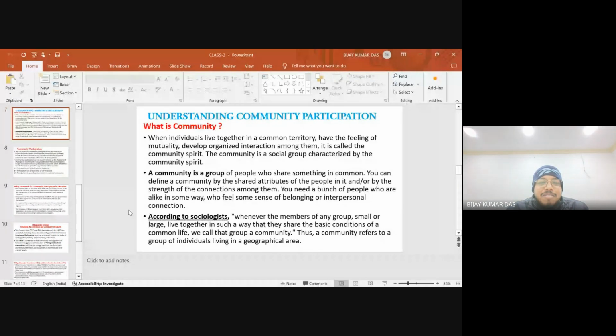Whenever the members of any group, small or large, live together in such a way that they share the basic conditions of a common life, we call that group a community. And thus, a community refers to a group of individuals, maybe in a geographical area.